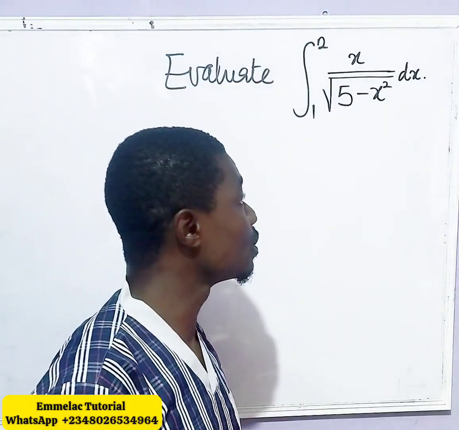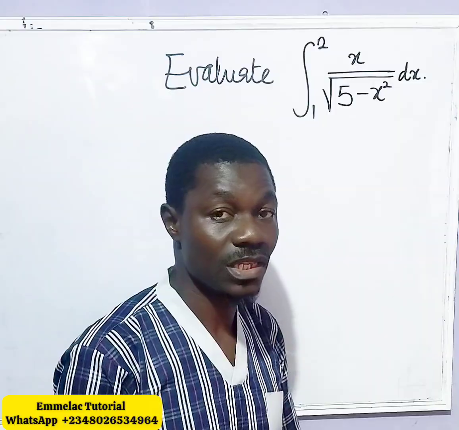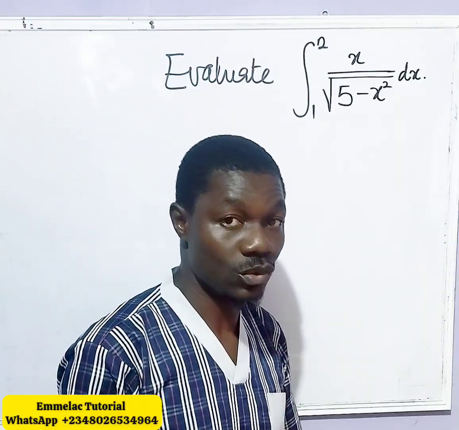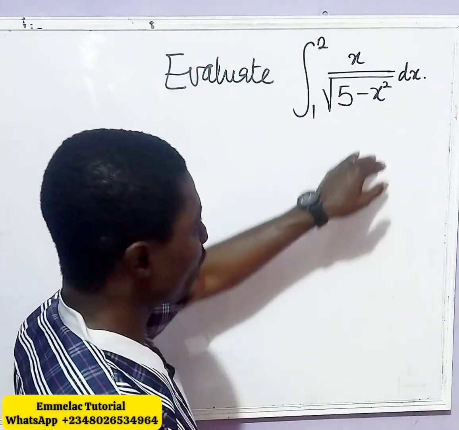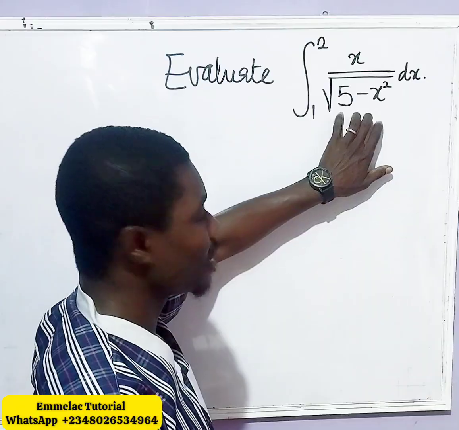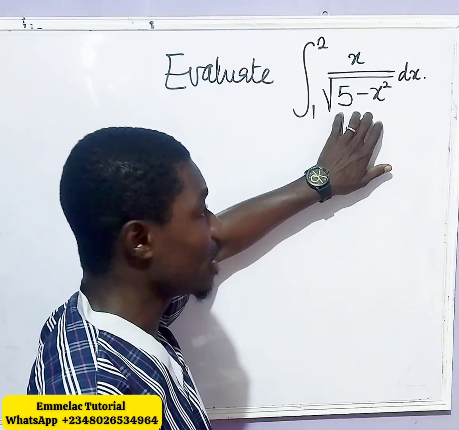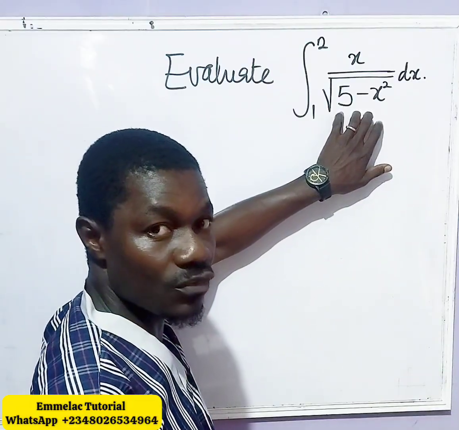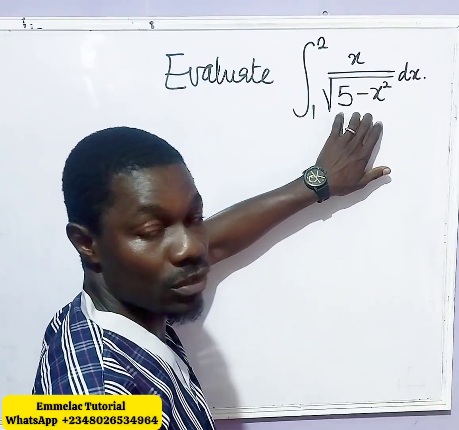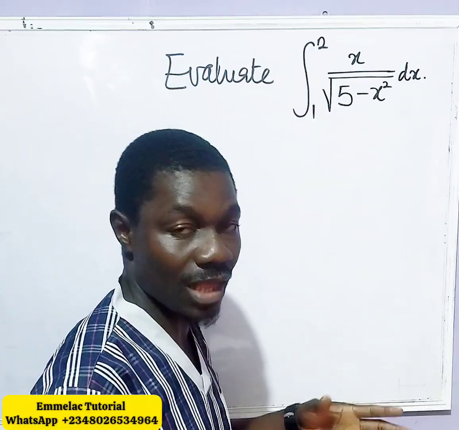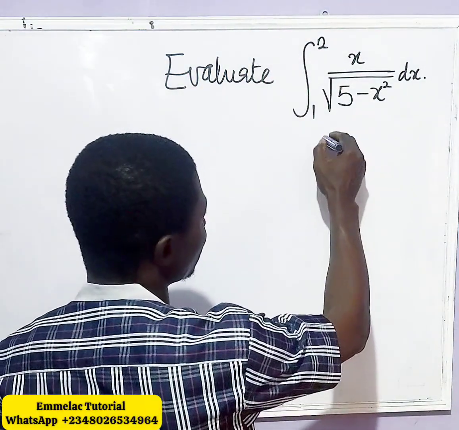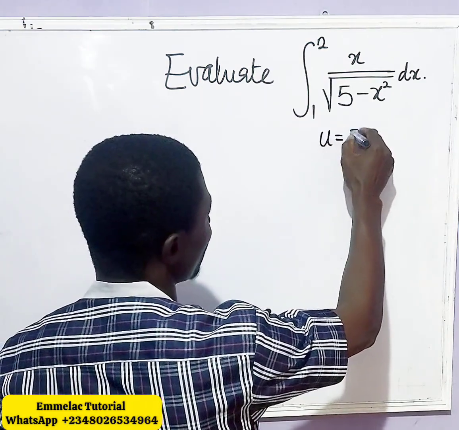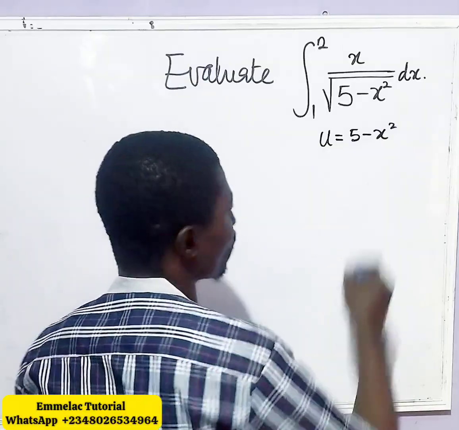Now the first thing we need to do is to apply the substitution rule. And why are we doing that? Because if you look at the denominator here, it takes a whole lot of process to resolve. So applying the substitution method makes the integral as a whole simpler. So here let u be 5 minus x squared.